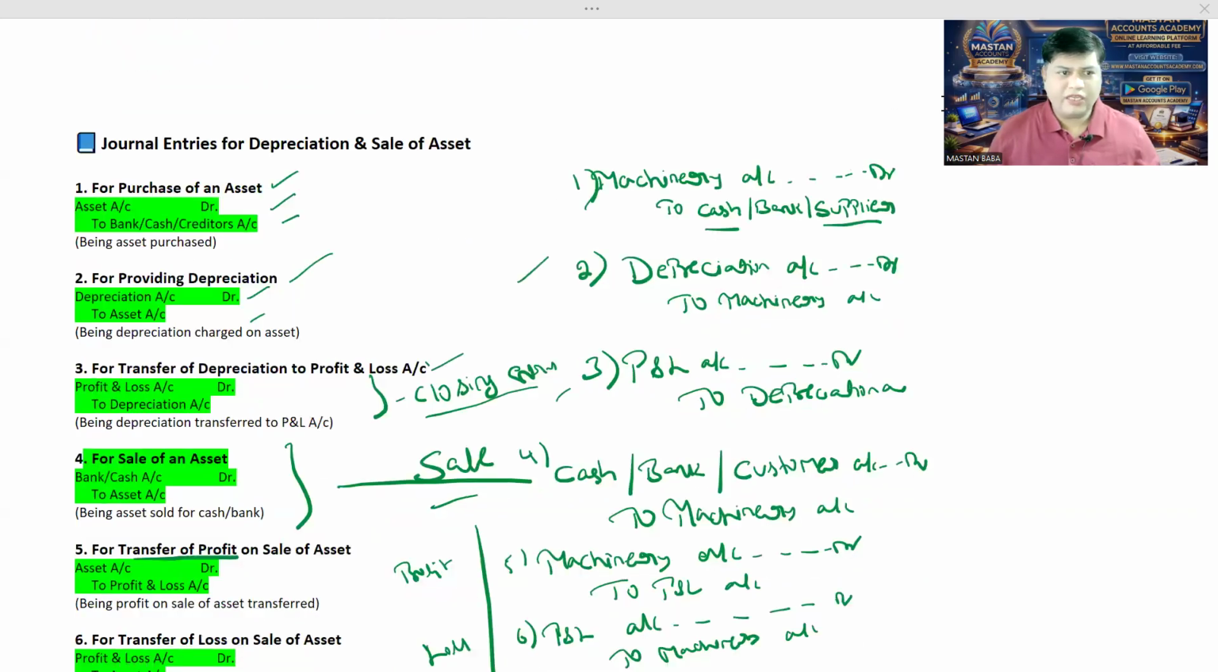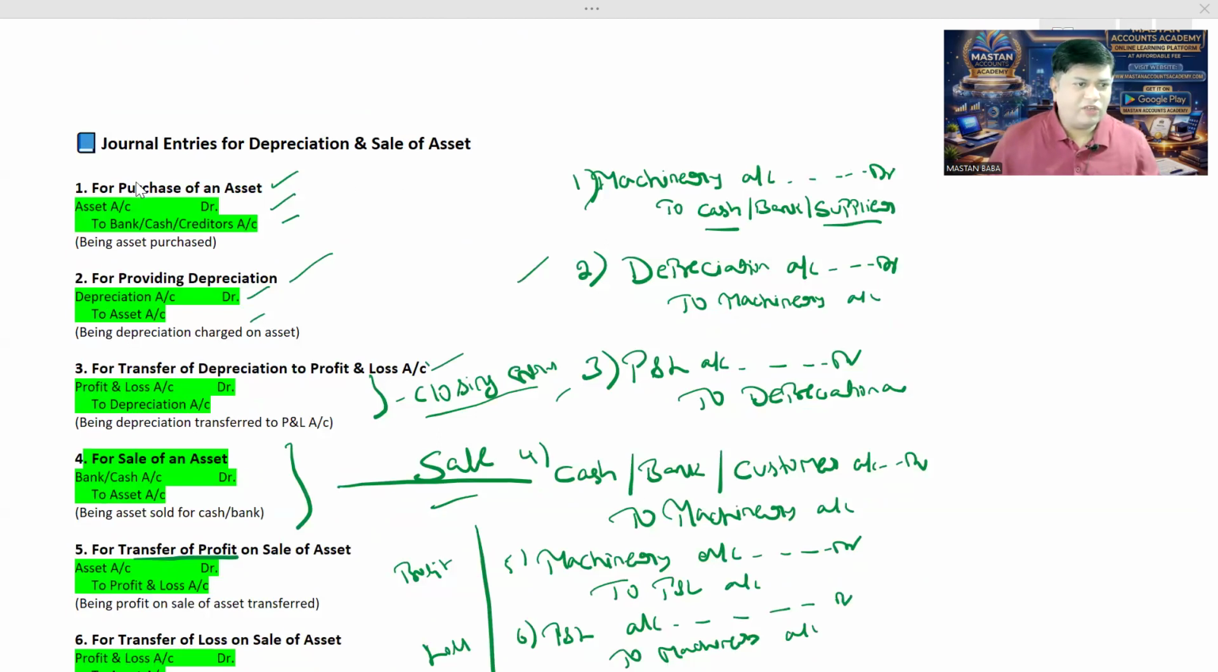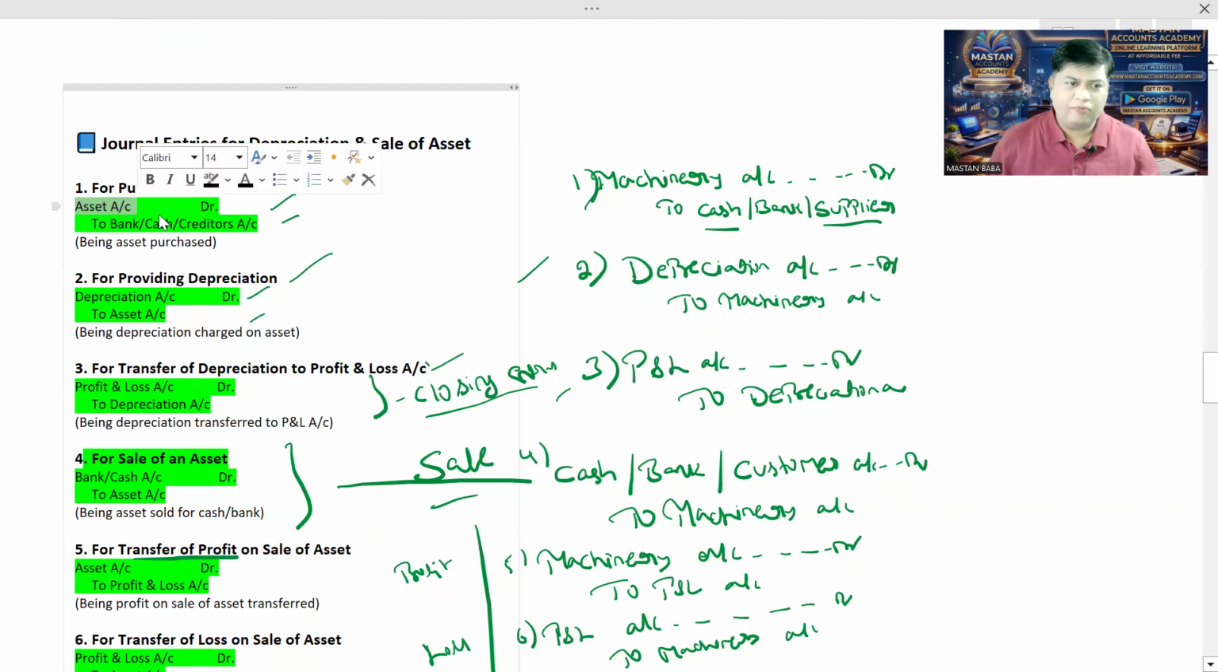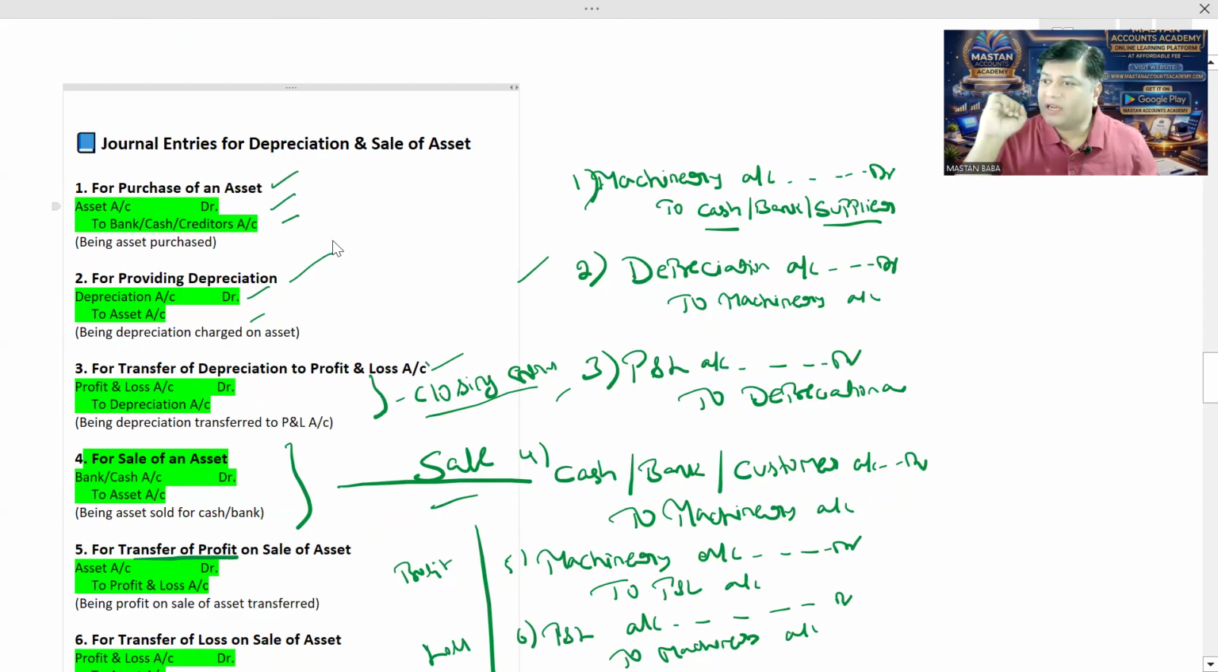So, dear students, as already discussed, what is the journal entry required for purchase of an asset? The required entry is asset account debit to bank, cash or creditor. Whatever asset you are purchasing, that is to be debited. That means concerned asset account debit to cash or bank or creditor. For example, if you are buying machinery, your entry is machinery account debit to cash or bank. If you are buying furniture, the required entry is furniture account debit to cash or bank.